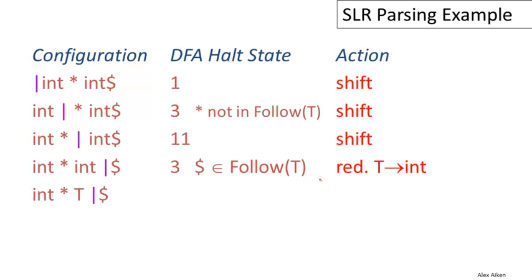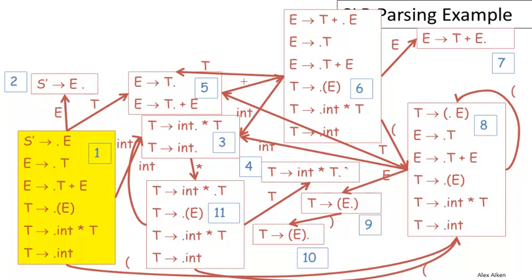So once we do the reduction, t goes to int, we wind up with int times t as our stack contents, and of course, we're still at the end of the input. So once again, the DFA is going to read the entire stack contents from the bottom to the top. First it reads the int at the bottom of the stack, then it sees the times, and then finally it reads the t at the top of the stack, and it winds up in a new state, state 4.